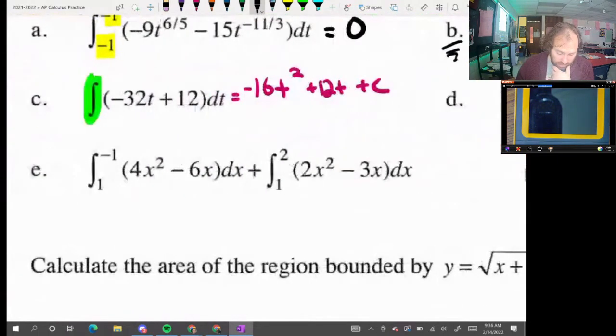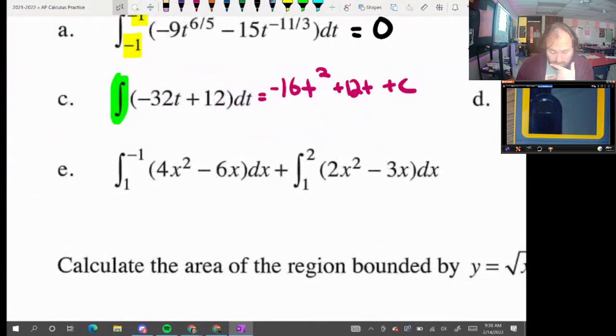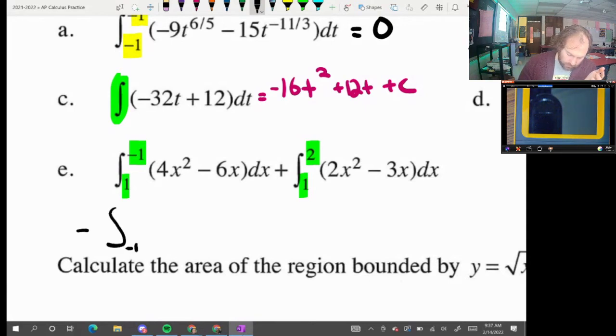And then on question E, oh boy. Well, I don't want to evaluate these two integrals separately, and I think we can save ourselves some time if you recognize a couple things. First of all, if you look at the bounds, you got 1 to -1, and then you got 1 to 2. The integral on the left is backwards, so let's make that negative. Let's do the negative integral from -1 to 1. That way I can get it to match up with the integral over here and make it just one integral that runs from -1 to 2. I like that quite a bit.